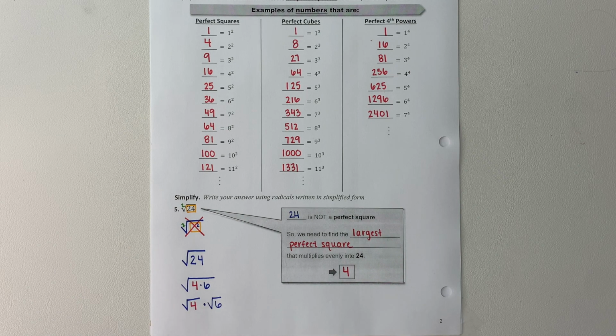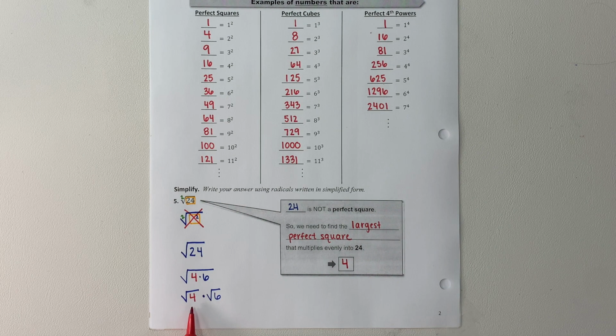Now we want to simplify each radical. 4 is a perfect square, so this is going to simplify to a nice whole number. The square root of 4 gives us 2. So we pulled the largest perfect square out of 24 that we could. 4 was the largest perfect square, and the square root of 4 gave us 2. Now 6 is not a perfect square. That's just what was left over after we pulled out the largest perfect square that we could. So we're going to just keep bringing down the square root of 6.